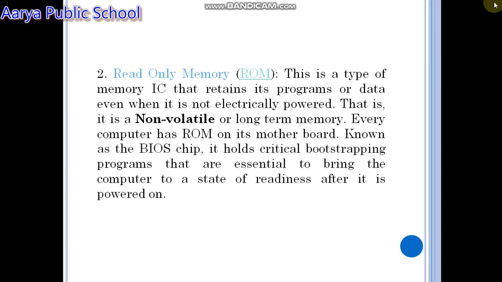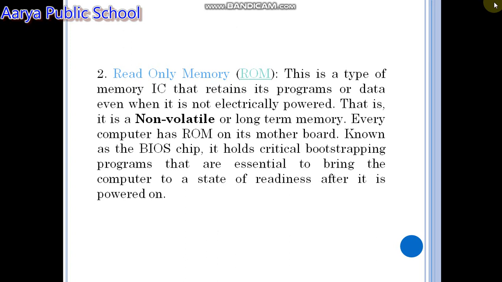RAM is called volatile memory, but ROM, read-only memory, is called non-volatile. Why non-volatile? Because it retains data or program even when there is no electricity. Even when the computer is off, it can keep the data in this primary memory. So it's called non-volatile memory or long-term memory, but not permanent memory.